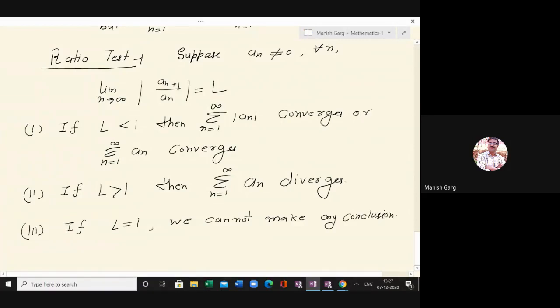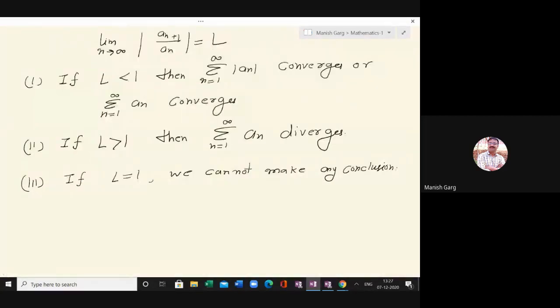So in the ratio test, take the ratio mod. If you find the limit of mod a(n+1) over a(n), if this is less than 1, then the series converges. If greater than 1, then the series diverges. If equal to 1, you can say nothing. Let us do one or two examples on this.